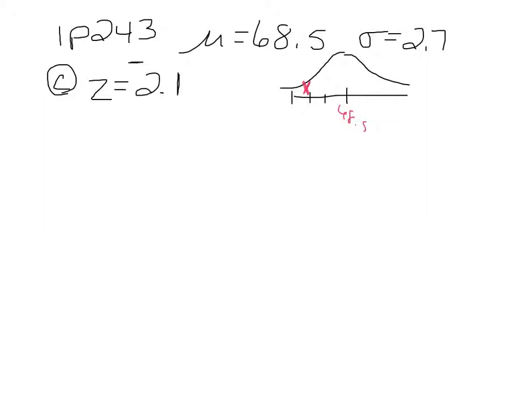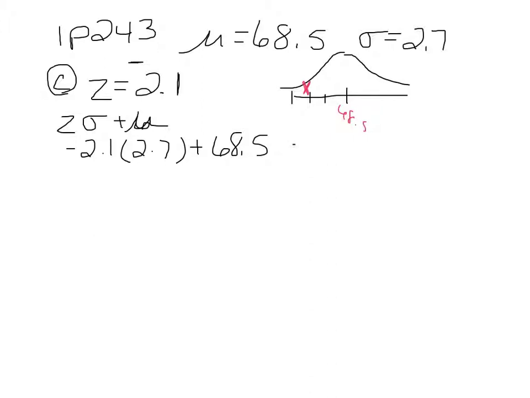All right, so to calculate his height, you will take the formula z-score multiplied by the standard deviation and add the mean. So negative 2.1 multiplied by the standard deviation 2.7 and add 68.5. I get 62.8 inches. 62.8 inches is how tall Marvin is.